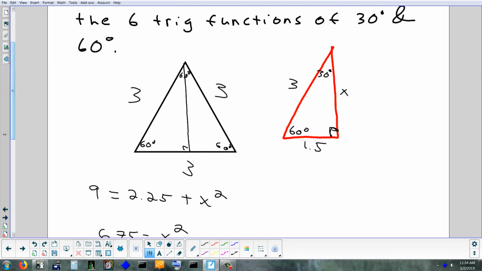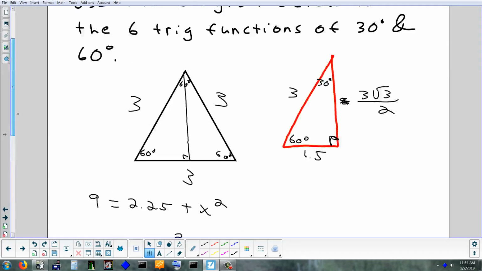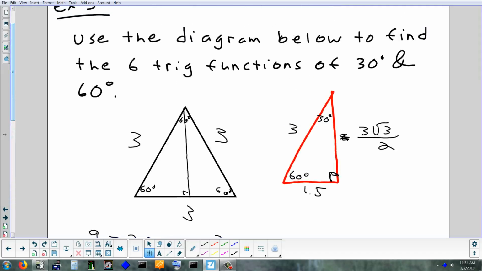All right. What was it? 3 root 3 over 2. Right. So now we can find the 6 trig functions of 30 and 60. What they want you to do in this one is both. Okay? So let me give you guys a couple minutes to try that. Using the triangle in red, I want you to find the 6 trig functions of 30 and then the 6 trig functions of 60. Okay, so 12 different answers. So take a couple minutes, try that, and then we'll get back together and see what you got.